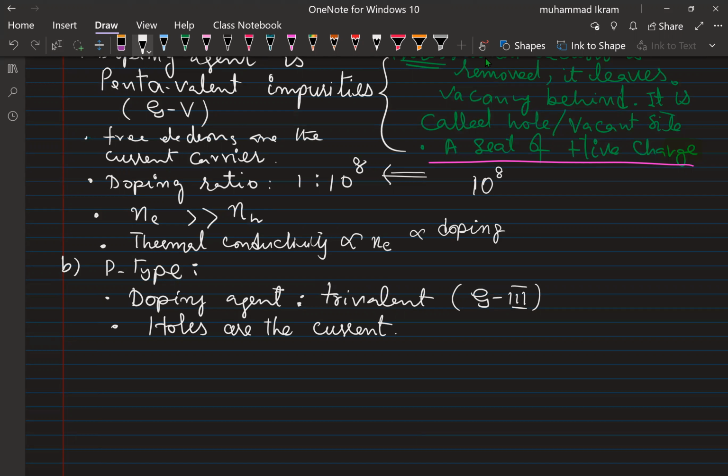And the doping ratio is the same here. The doping ratio is again 1 to 10 raised to the power 8. And here the number of holes is far larger than the number of electrons.